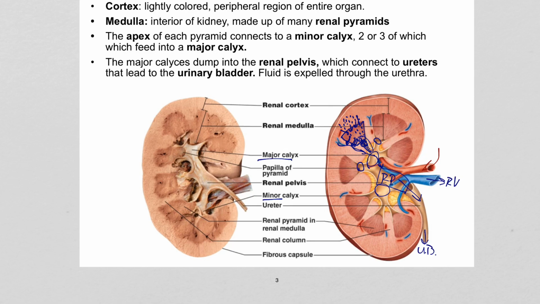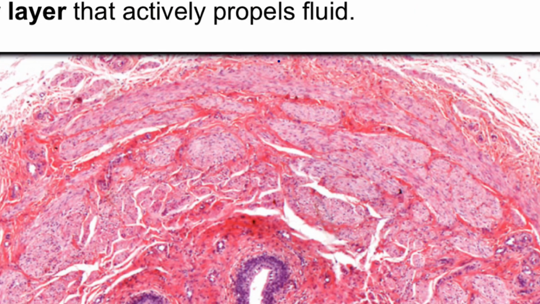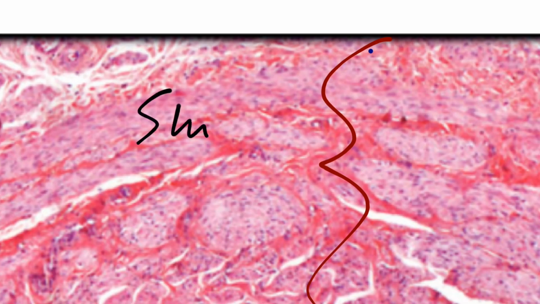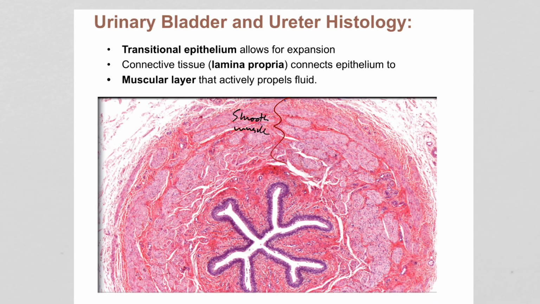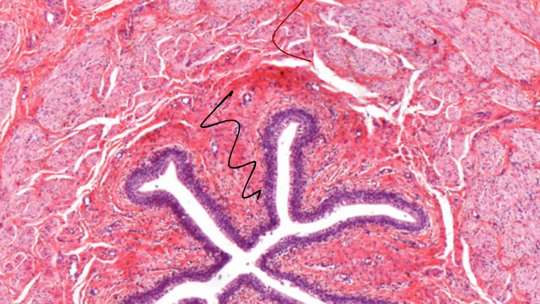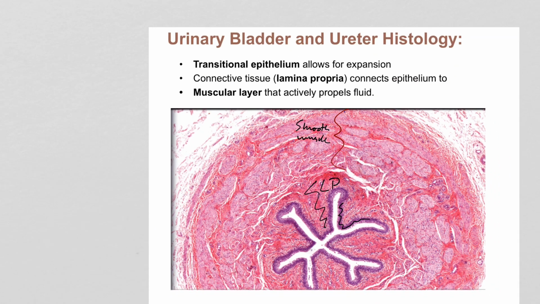All right. Okay, little quick histology. Urinary bladder and ureter. So this is ureter. All of this tissue is smooth muscle. And that's really the bulk of the organ. A bunch of smooth muscle. You've got a little bit of connective tissue here in lamina propria. And then this very dark purple here is a transitional epithelium.